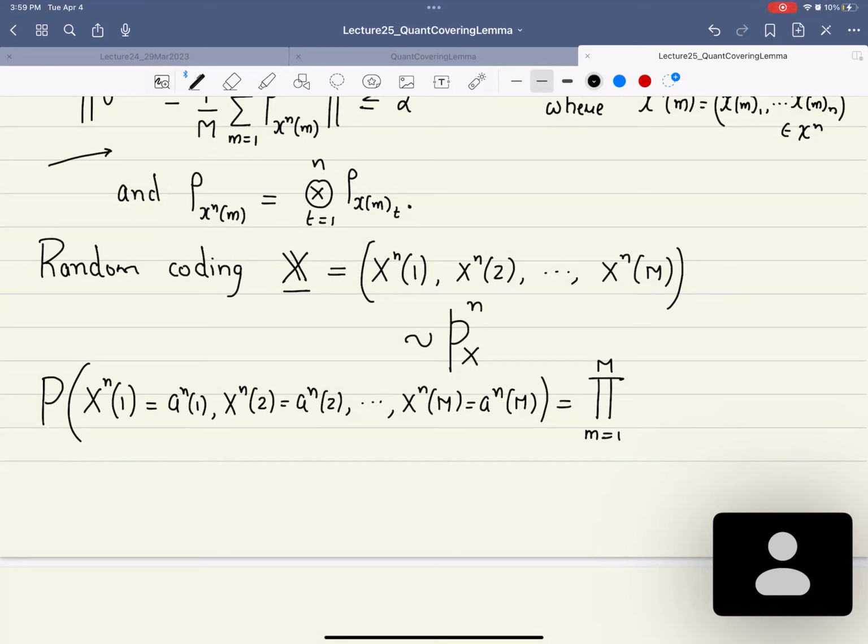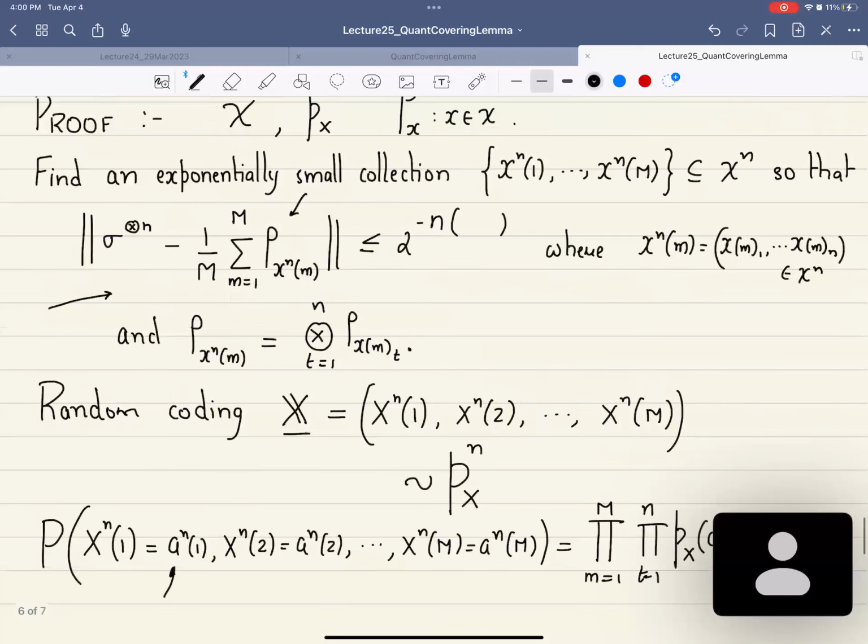m equal to 1 through capital M, t equal to 1 through capital N, probability x of a m of t. So every symbol in this, all these symbols are just picked completely independently, and you get this random collection, and you study what is the covering property of that random collection when I'm trying to cover the quantum state sigma. So essentially I'm trying to simulate sigma. That's its simulation property.